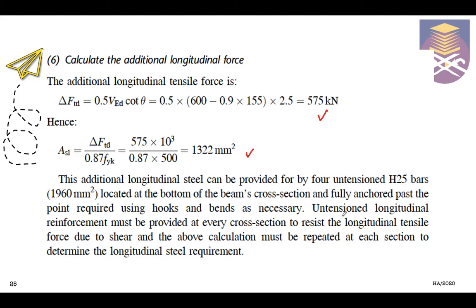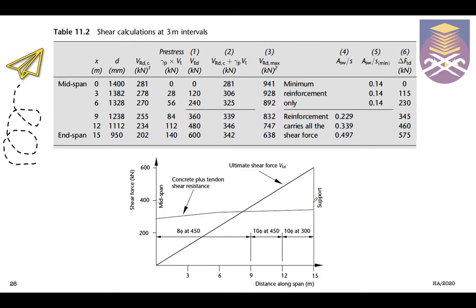Right, so untensioned longitudinal reinforcement must be provided at every section to resist the longitudinal tensile force due to shear. The above calculation must be repeated at sections to determine the longitudinal steel requirement. You can see here the table of the shear calculations at 3 meters interval. Usually if we have a very long span, as in this example, we have a span of 30 meters, therefore we are going to have several locations where we calculate the value of shear.